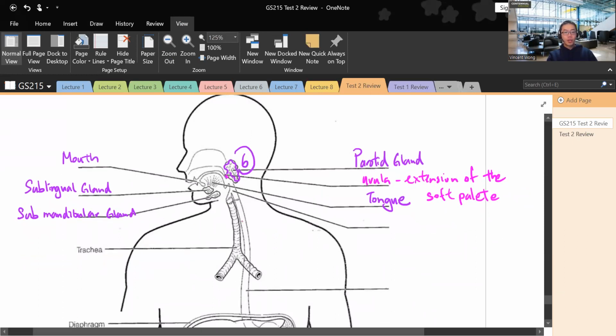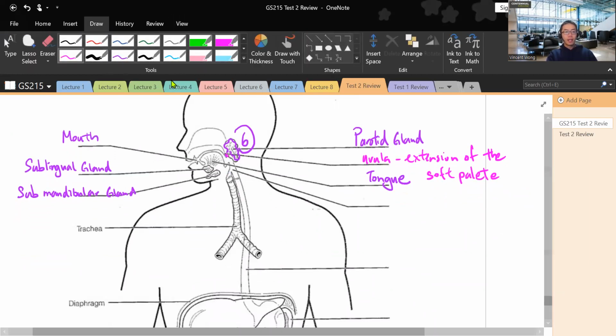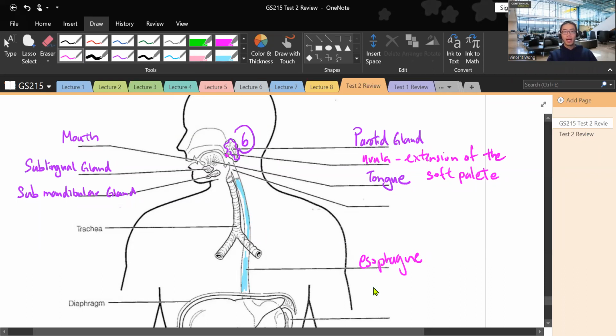That's the trachea, and behind the trachea, we have this tube right here. That is the esophagus. You might remember we talked about this during the tutorial. The esophagus is lined with stratified squamous epithelial tissue.